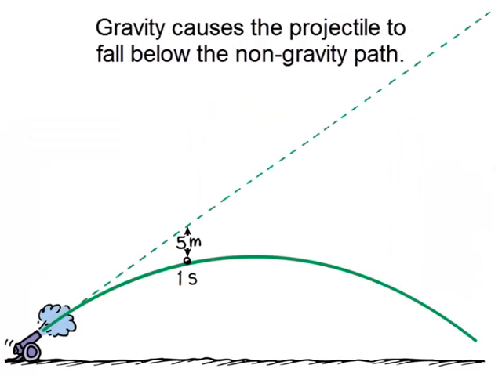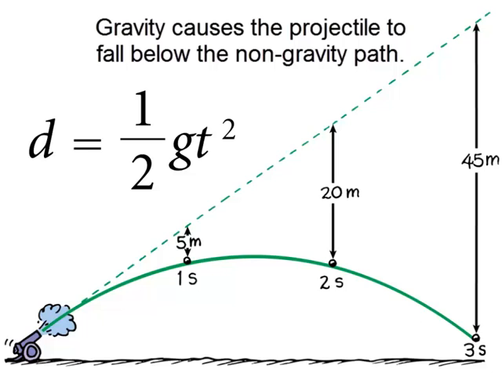With no gravity, the projectile would follow the straight line path. But because of gravity, it falls beneath this line the same vertical distance it would fall if it were released from rest.